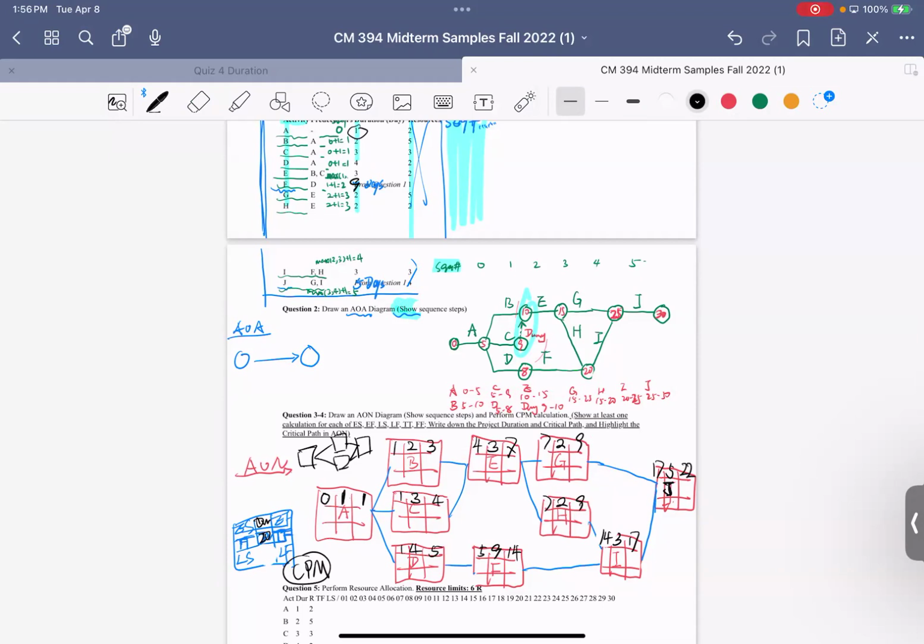Okay, so we get the project duration is 22 days, right? So we're moving this 22 to here. 22 minus 5, you get a 17. You put a 17 here. You minus 2, you get a 15. 17 minus 3, you get a 14. And 14 minus 2, you get a 12. 14 minus 5, you get a 9. And then minus 4, you get a 1. And the 1, you get a 0.